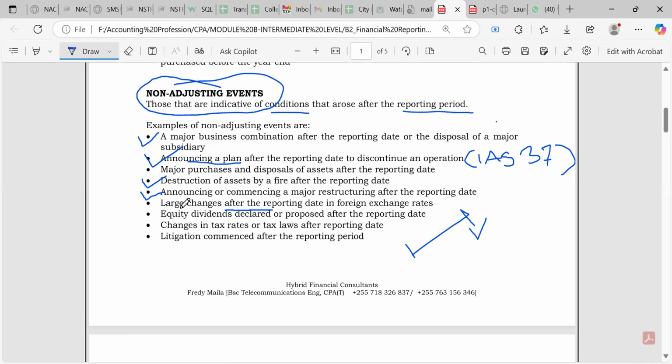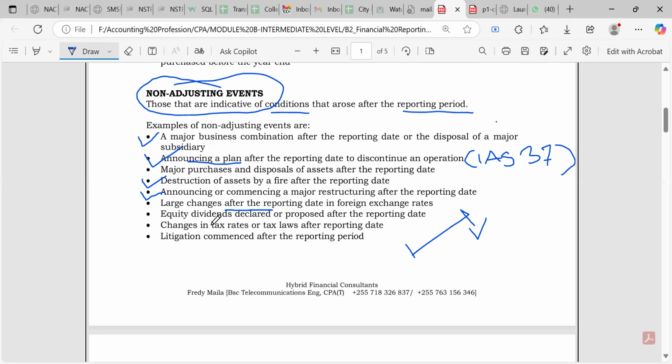And another point here: we are told equity dividends declared or proposed after the reporting date. This is a very, very common example. Of course, the company decided to pay equity dividends after the year end. You cannot say that there is evidence of a condition that existed by the year end. For non-adjusting, it is usually obvious. For adjusting, it is when you need to be careful.